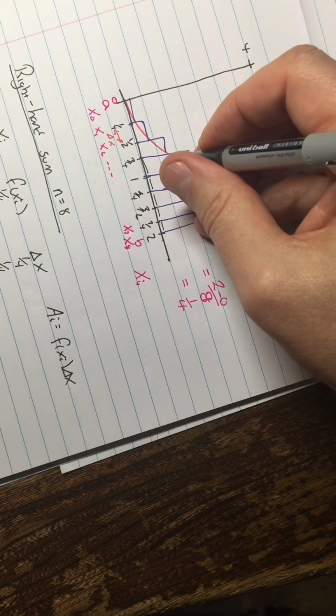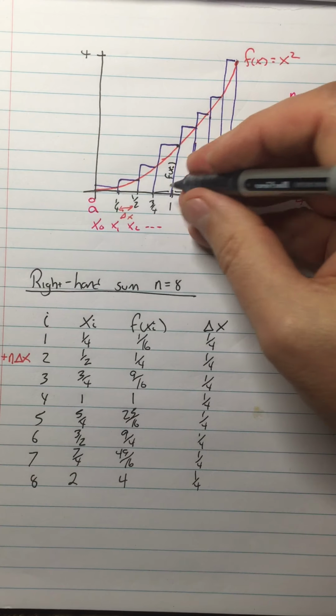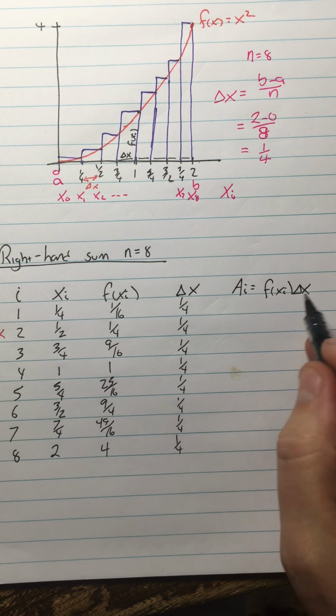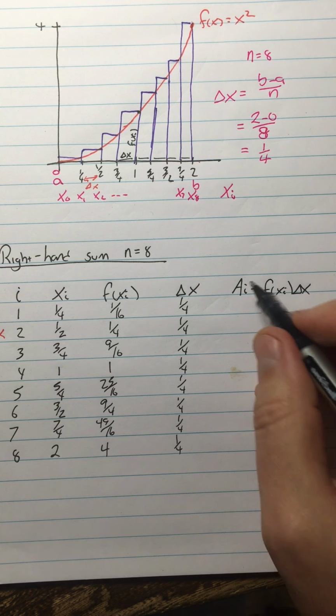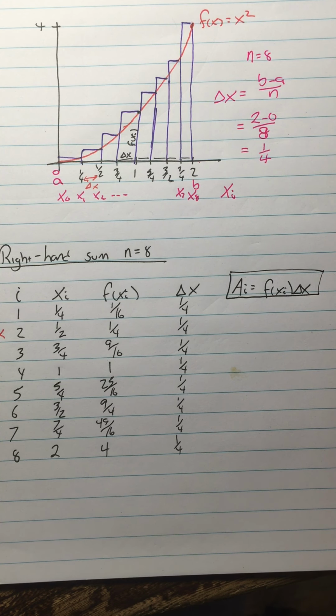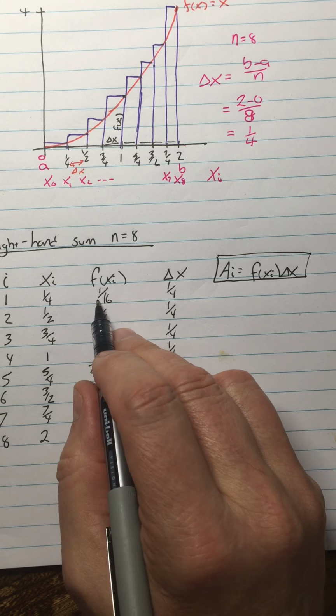So let me see if I can scrawl that in here. f of x sub i is the height, and delta x is the width of the rectangle. So the area of every rectangle is f of x sub i delta x, which is an important formula that you want to keep your eye on, because we're going to develop that a lot. So if I want to get the area of each rectangle, I just multiply.